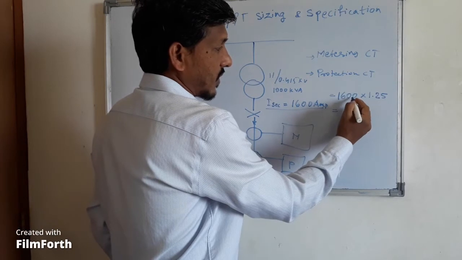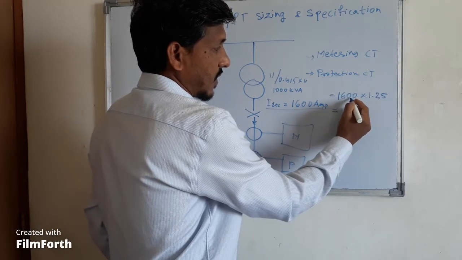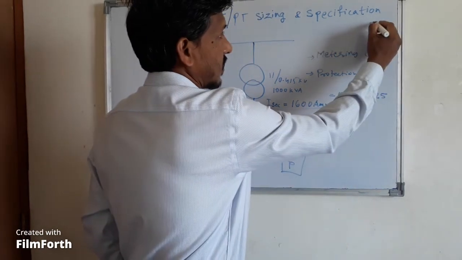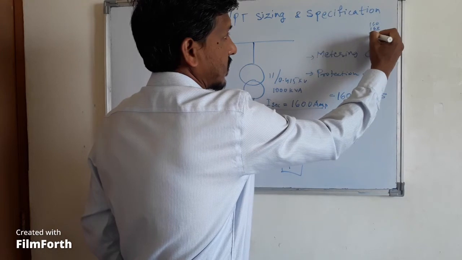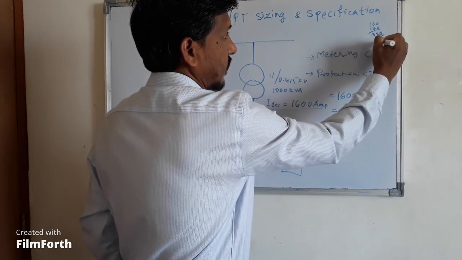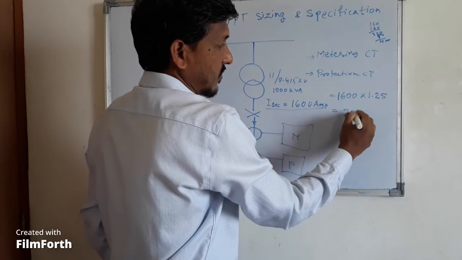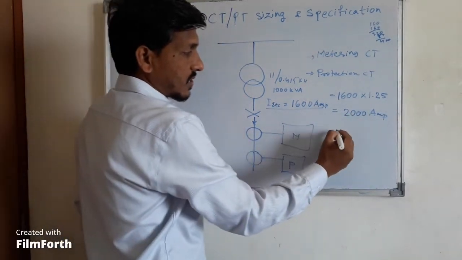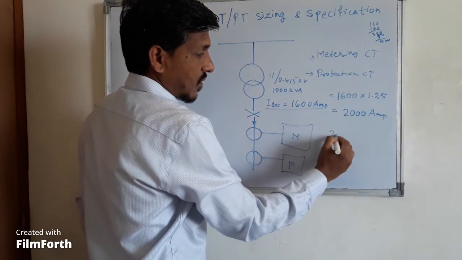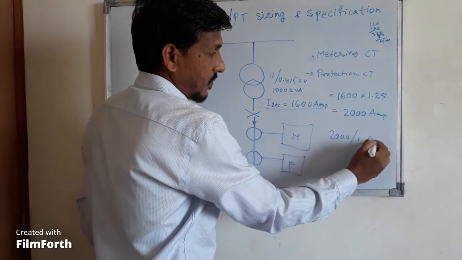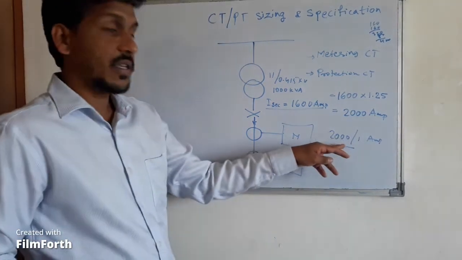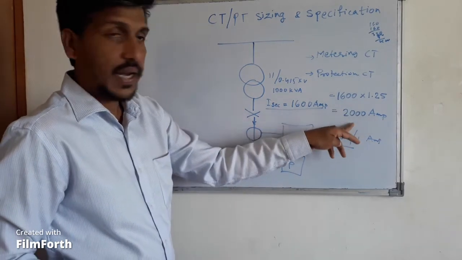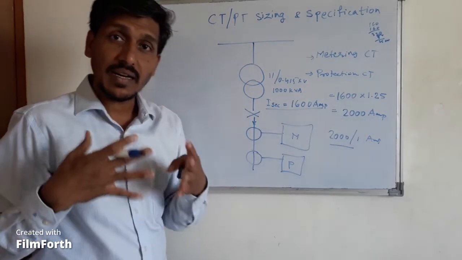This value, I think you will get around 2000 amperes. So you will select a standard rating CT of 2000 by 1 ampere. This is what you can call the CT ratio. So whatever value you get, based on that value you have to select a standard rating of CT.